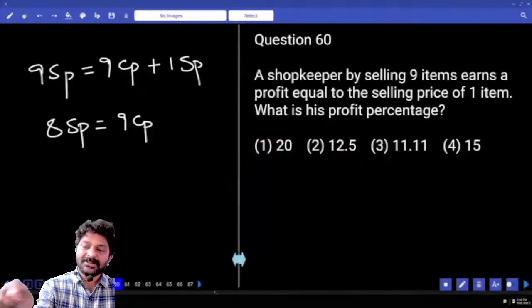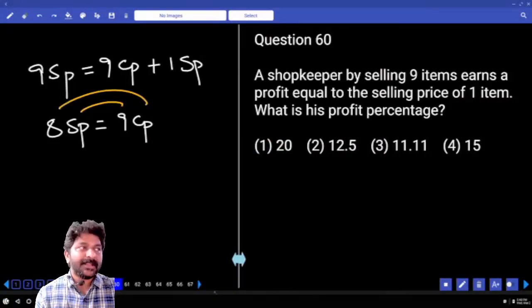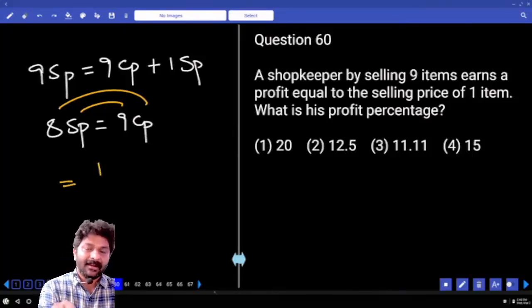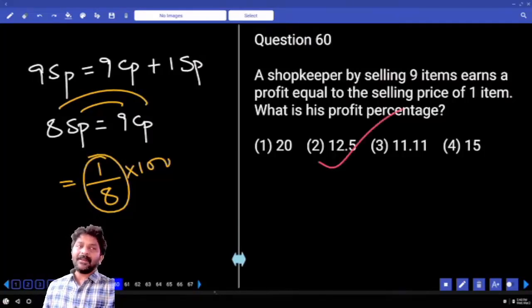When you have information in number of articles, we go with rainbow. Cost price refers 8. Selling price 9. How much is profit? 1. Out of cost price 8, into 100. What do you mean by 1 by 8? 12.5%.